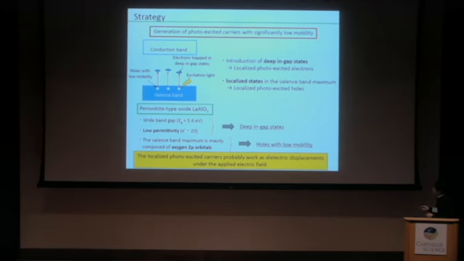Based on this, in this study, we focus on the perovskite type oxide lanthanum aluminate. It has a wide band gap, low permittivity, and the valence band maximum composed of oxygen 2p orbitals. With these properties, we can introduce photoexcited electrons and holes with low mobility. So the localized photoexcited carriers probably work as dielectric displacements under the applied electric field.